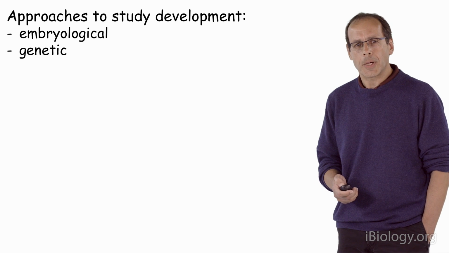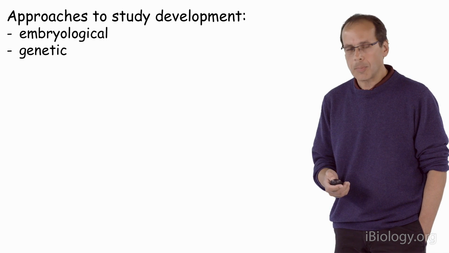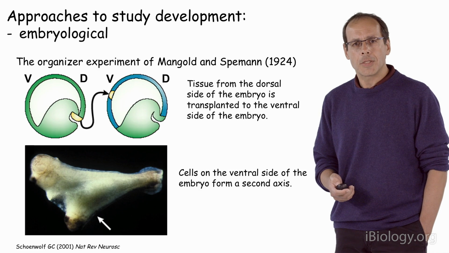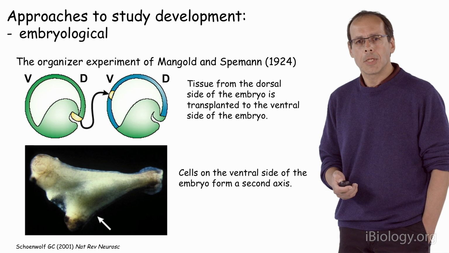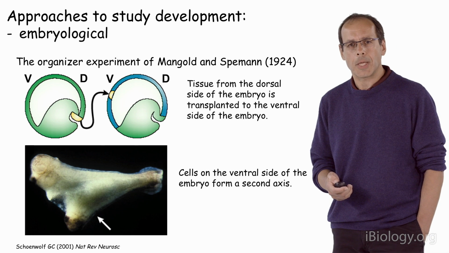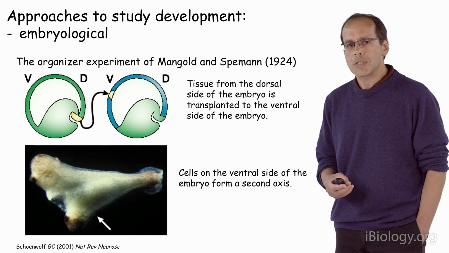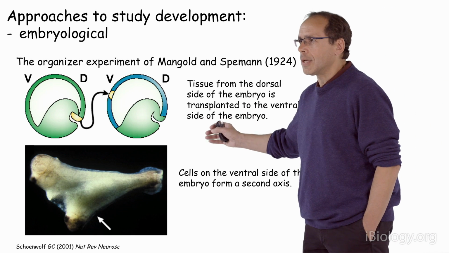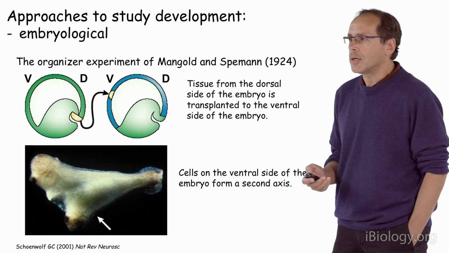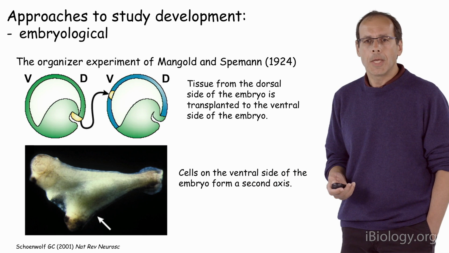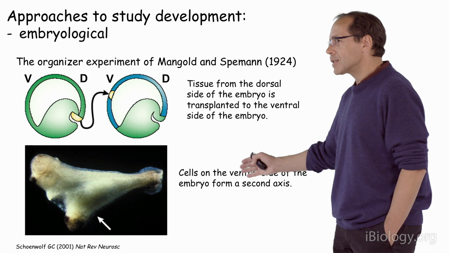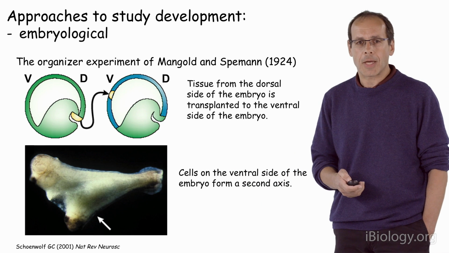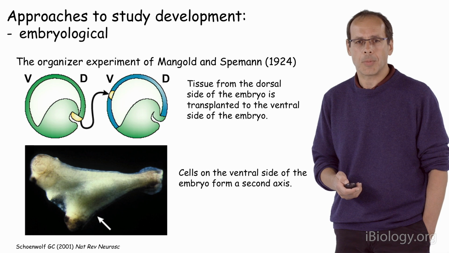Let's just say a few words about the embryological approach, which was, again, the main approach used for many years, starting in the late 18th century. And so a classical experiment done here in Germany by Mangold and Spemann in the early 20s consisted of essentially taking part of a dorsal tissue, as you can see here, and putting it on the ventral part of an early stage embryo. And that once the embryo was raised, essentially you can see here at the bottom that there was a second axis formed on the ventral side of this embryo.